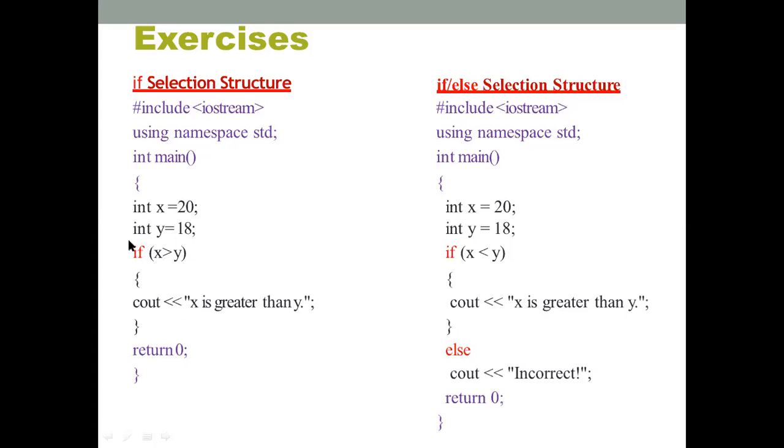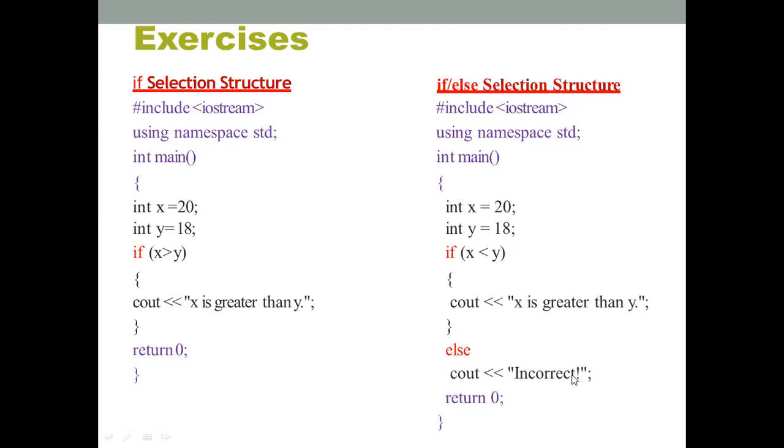You already know this is only one condition. If this condition is not true, there won't be any result. You can check these things. Look here: if else is two conditions we have. And here, this part is the same as this part. The only additional thing is else here. So if this condition is not true, the output will be incorrect.